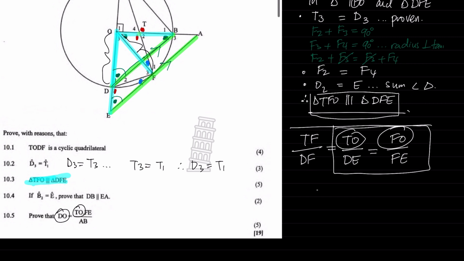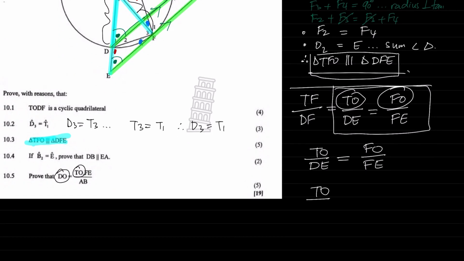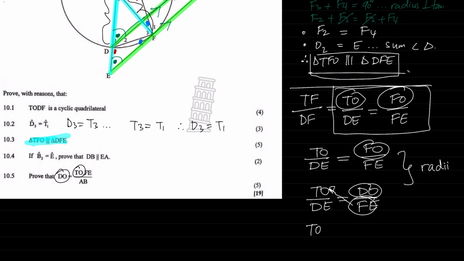All right, so let's focus on that. So TO over DE is equal to FO over FE. Now, we said before that DO and FO are equal in length. So let me replace that. So TO over DE is equal to DO over FE. And remember, we said that they are equal because they are radii. Okay, so we're making some progress. Now what we can do is take this across there. So we're going to get TO times FE divided by DE is equal to DO.